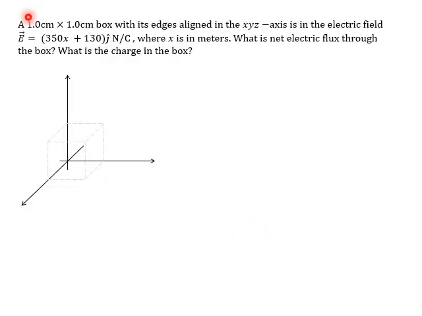In this example, we have a 1 centimeter cubic box and the edges are aligned in the X, Y, Z axes, and it's sitting in an electric field given by 350 times X, that's the X coordinate, plus 130 times Y, in newtons per coulomb. Our coordinate X is given in meters. What's the net electric flux through this box and what's the charge on the box?